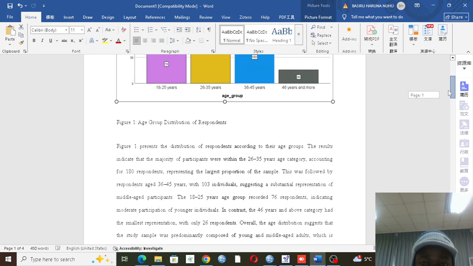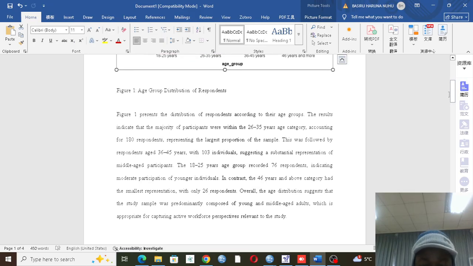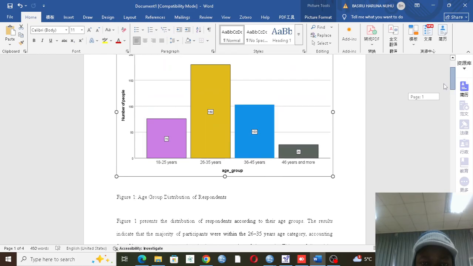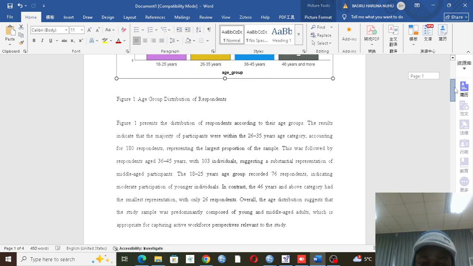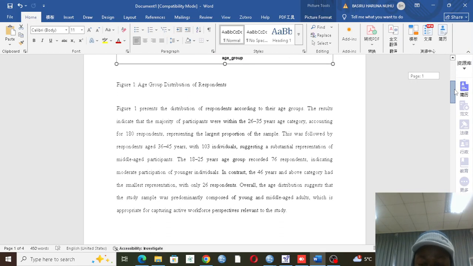So all this information is just describing overall. So this one is just going to tell what we have to say about this particular thing. That is based on our own perspective. So it's not generally accepted, but our own perspective. So overall, the age distribution suggests that the study sample was predominantly composed of young and middle-aged adults, which is appropriate for capturing active workforce perspective relevant to the study.